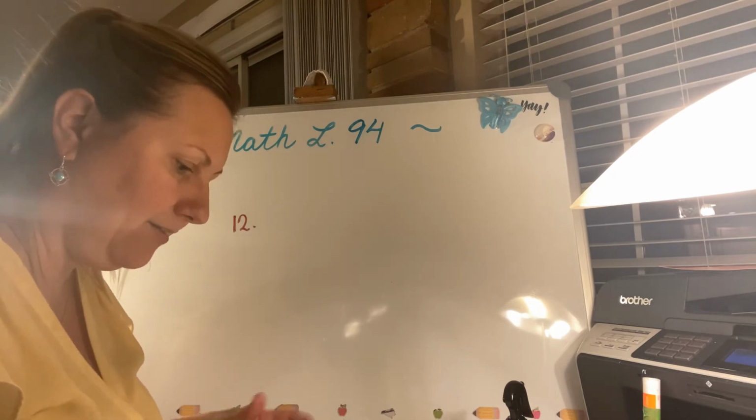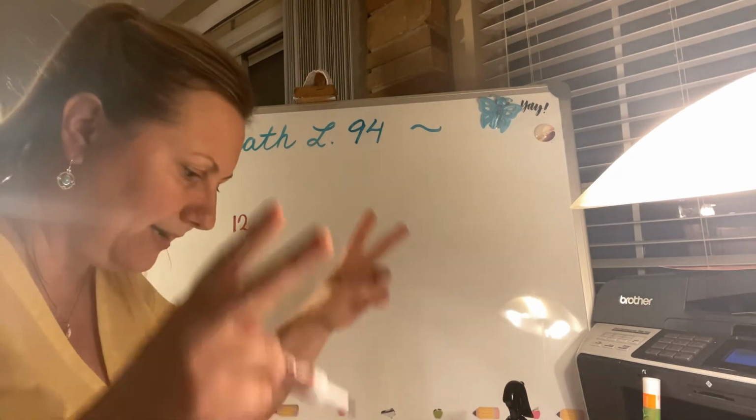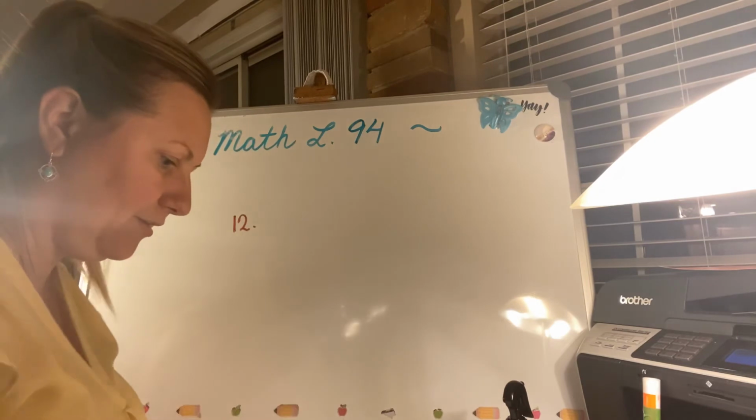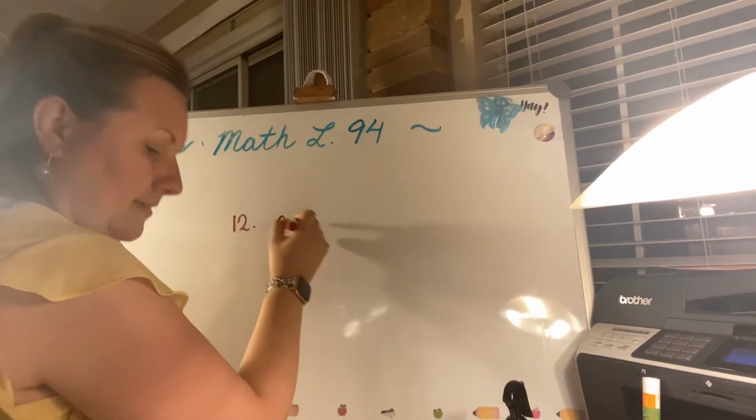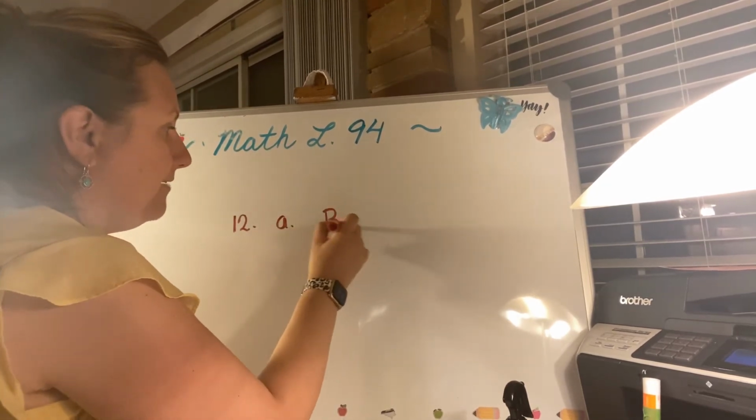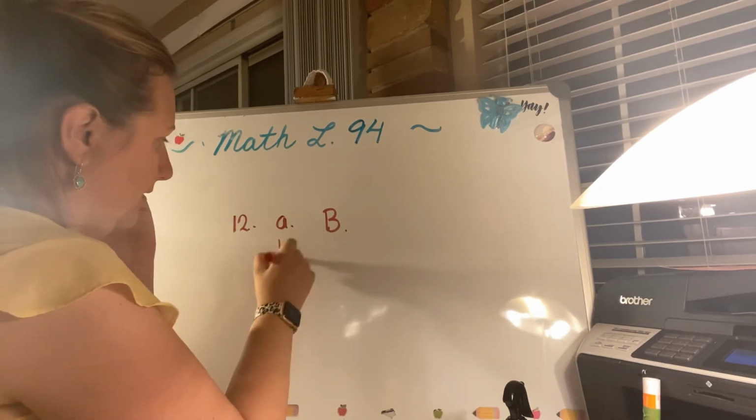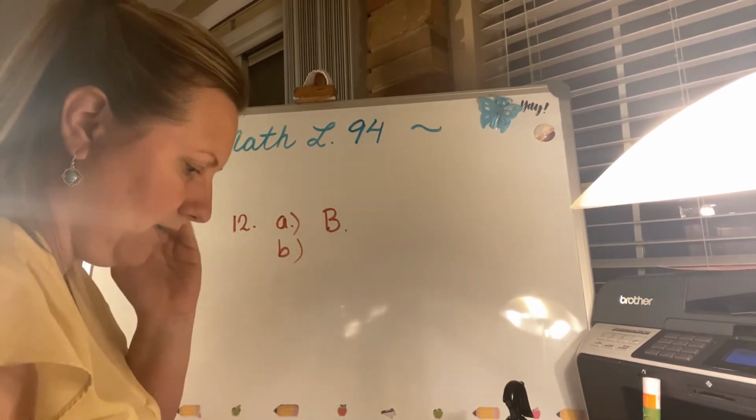Parallelogram. Okay, a parallelogram has two different pairs of sides that are parallel. So A is B, that rectangle. Okay, let's look at letter B.